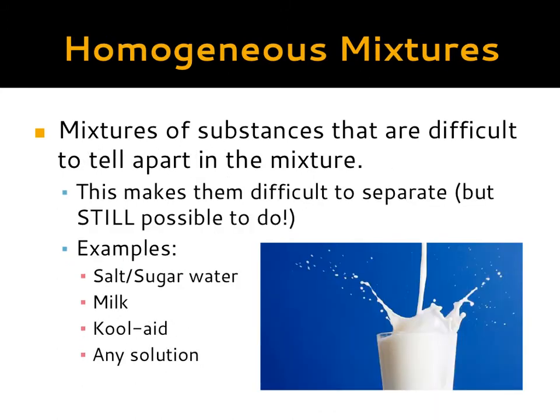Homogeneous mixtures, it's difficult to see the components separate. Salt water is a great example. Once you dissolve it, that is not a chemical reaction. Salt dissolving just means you're taking the salt and spreading it out in the water. It doesn't mean it's reacting with the water. So dissolving is not a chemical reaction. Anything that dissolves in water and, quote-unquote, disappears is going to be an example of a homogeneous mixture.